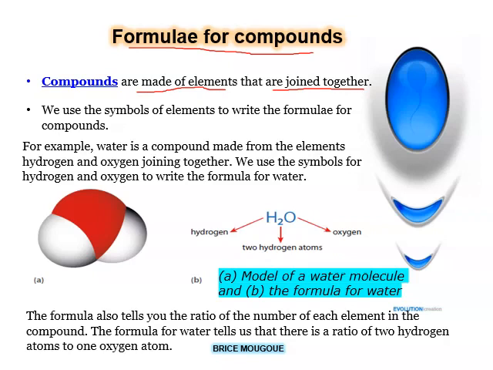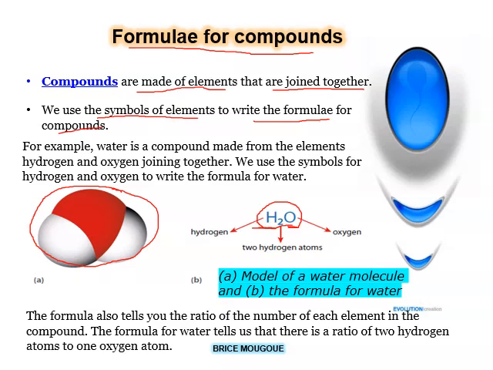In the same way, since we already have symbols for these elements, we can use the symbols of the elements that combine or join to form these compounds to write the formulae for the compound. For example, we have water here. Water is made up of hydrogen and oxygen. So we simply use the symbol for hydrogen, which is capital H, and that of oxygen, which is O, and write out the whole formula of the compound water.